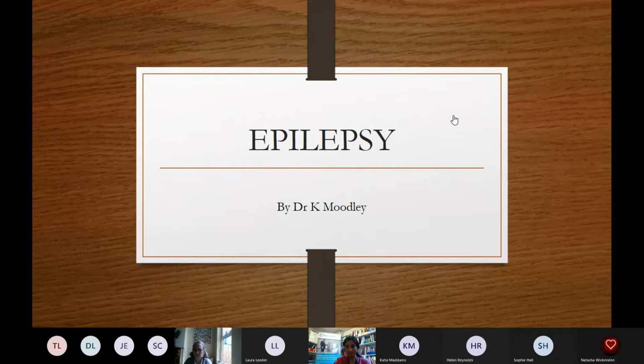Can you still see the screen, the slides? We can see the front slide. Okay. If you use your arrow keys, you should be able to change to the next slide. Yeah.